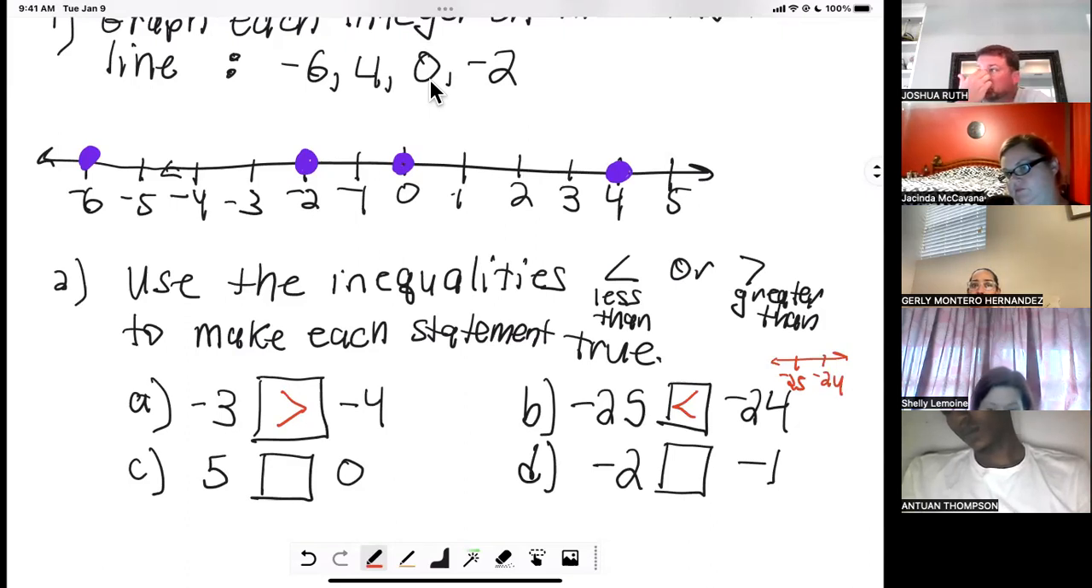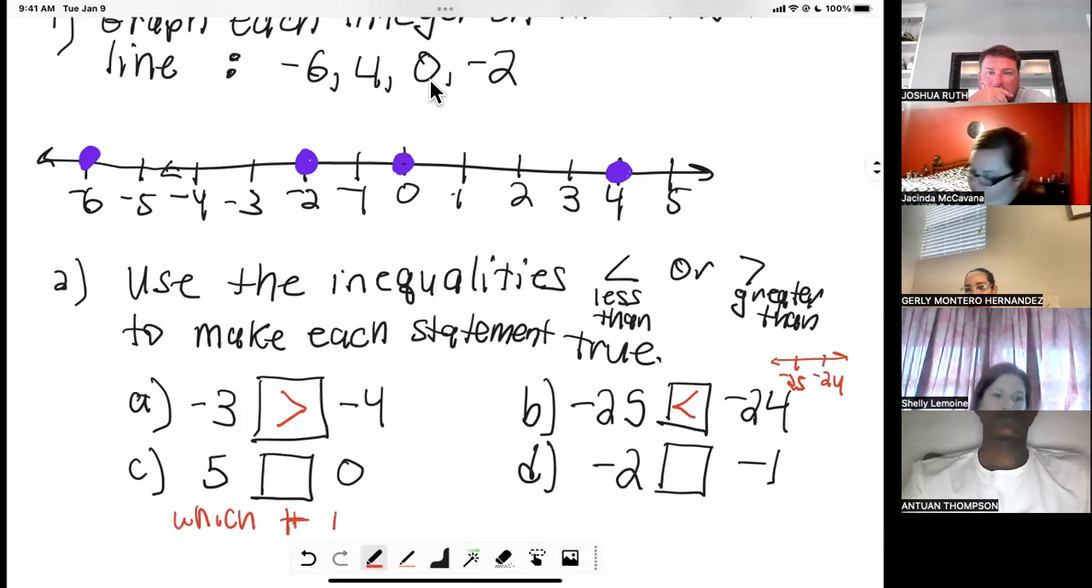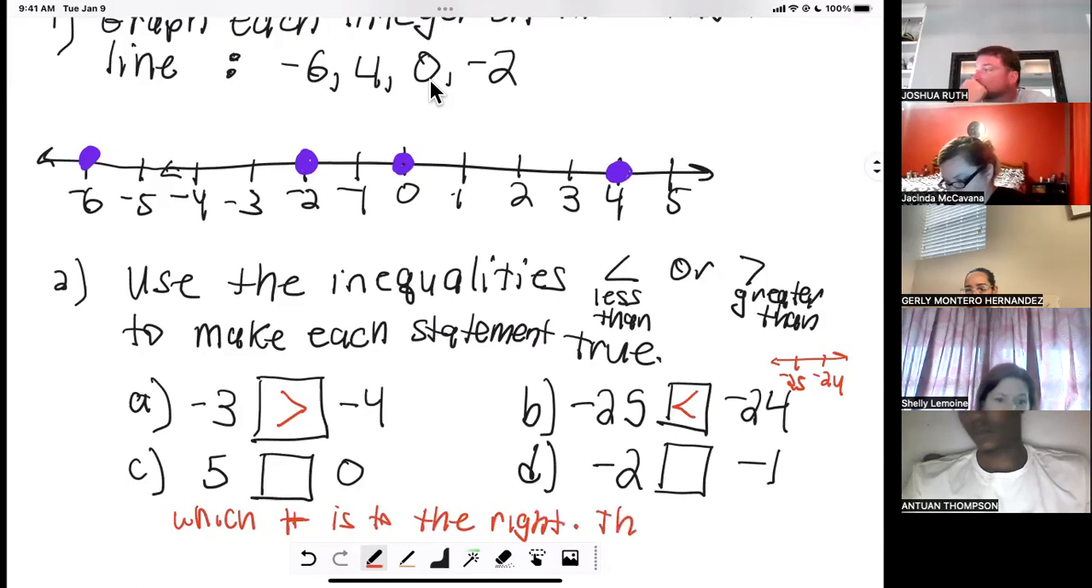Or you could think of which number is to the right. That's the bigger number, right? So -24 is to the right of -25. I actually like that. Which number is to the right? That's your bigger number.